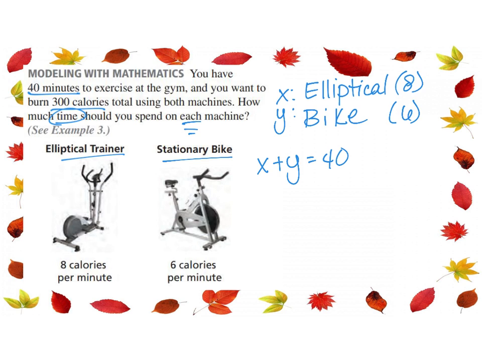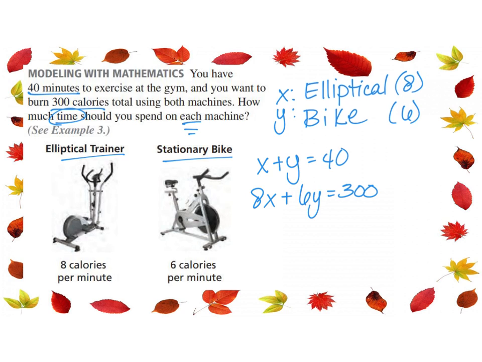The second one is going to be in reference to the calories. So how would I start this one off? Scout: You would start off by putting X, then 8. Right, so 8X. All right, and then? Then 6Y. Good. And that, of course, equals 300.